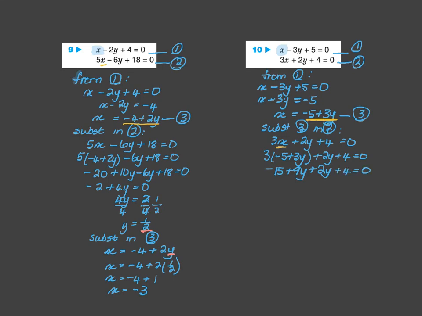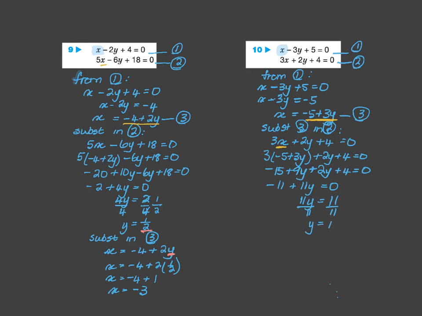Add the like terms on the left-hand side. Negative 15 plus 4 is negative 11, and 9y plus 2y is 11y is equal to 0. Add 11 to both sides to isolate the y term. So it is minus 11 plus 11 gives me 0, and I'm left with 11y is equal to 0 plus 11 is 11. Divide by 11, all these 11s, and I get y is equal to 1.